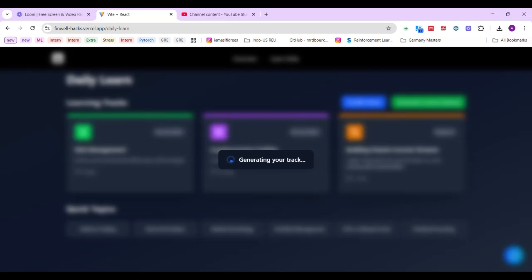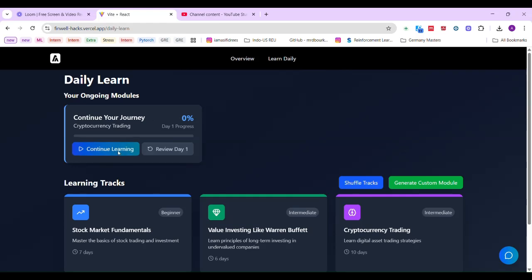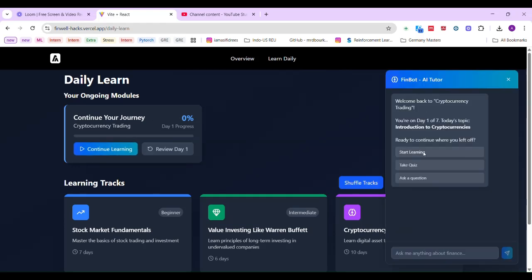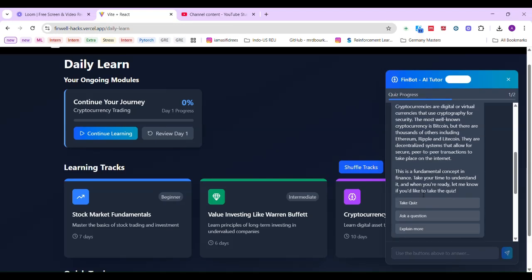Each day will present a new challenge, a new topic to understand, and then a quiz for them as well. Okay, so our track has been generated. What we can do here is try the continue learning, or the start learning feature. I can start learning. It will explain this concept to me. I can read it: cryptocurrencies are digital currencies. And after reading, I can take a quiz on it.